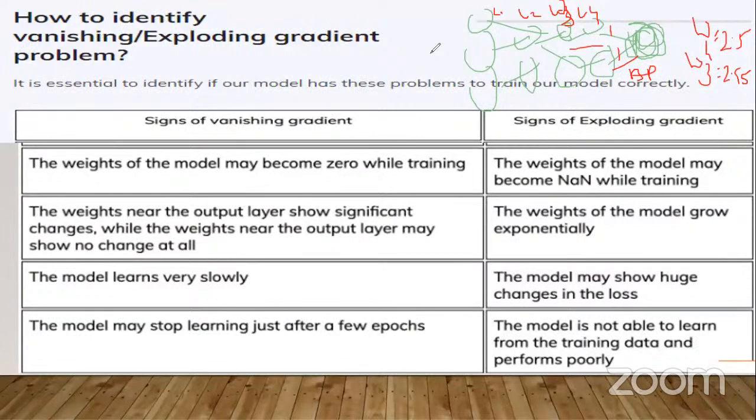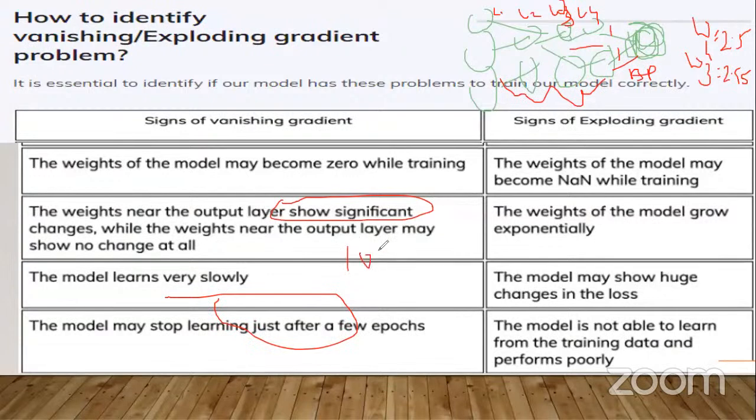They're saying that whenever I am trying to go back layer by layer, there should be a significant change in the weights. If there is no significant change, at that time you can understand that my model is facing the vanishing gradient, right? And we also stop after a certain epoch.